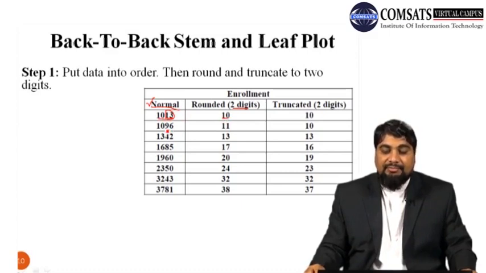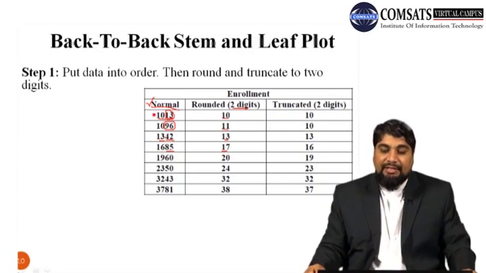But in the next example, we have 1096. This 96 is greater than 50, so we will increase this 10 by 1 unit, so it will be 11. Similarly, here we have 42, which is less than 50, so we will keep the same number, 13. Here we have 85, which is greater than 50, so this 1685 will be rounded to 17. This is how to round all the enrollments in different colleges to 2 digits.